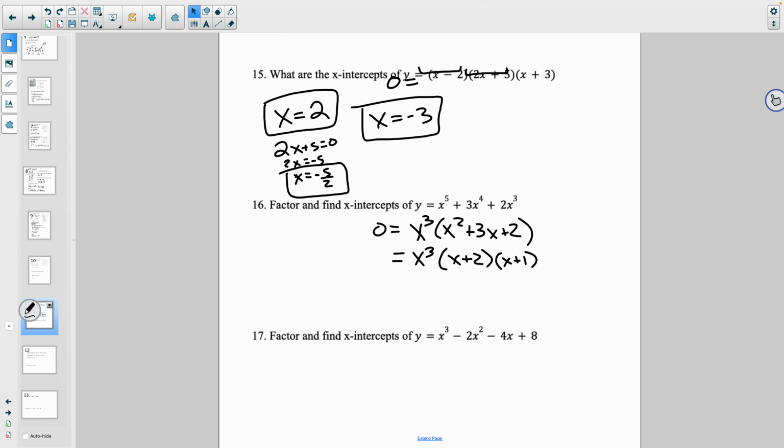So I get my 3 x-intercepts. So the first one is 0, right? We have 0. We have -2 and -1.